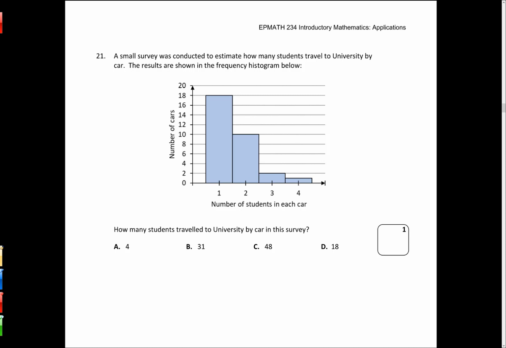So how many students do we observe travelling to university by car in this survey? Well, 18 cars with only 1 in it, that's 18 people. 10 cars with 2 in it, that's 20 people came by car. 2 cars with 3 in it, so that's 6 people. And 1 car with 4 in it. There's all the people that came to university by car in this survey. So I've got 18, 20, 6, 4, 48 people. Yep.